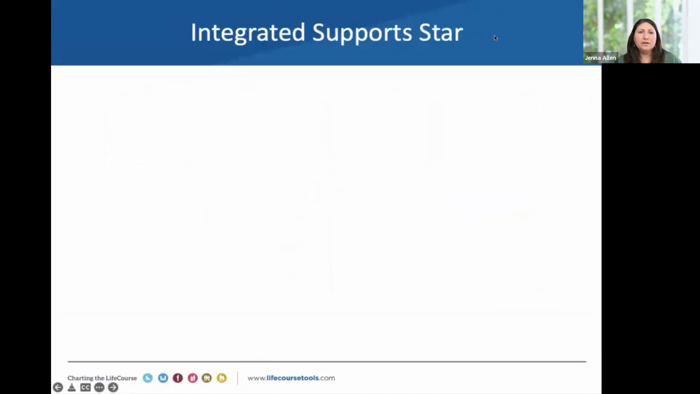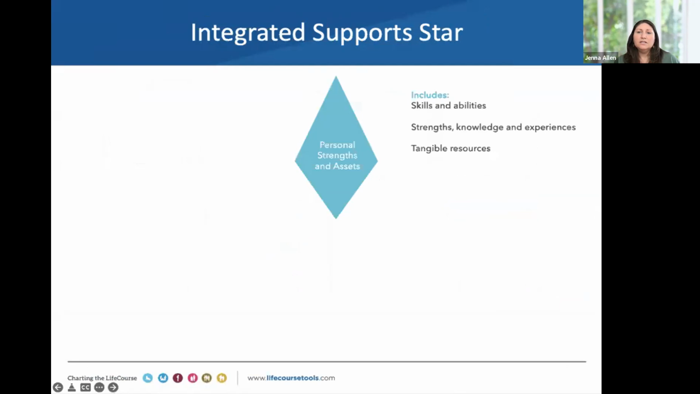So with the integrated support star, we primarily would be using this tool for exploring options or problem solving or planning. And we do that by looking at 5 different elements. And it starts with a person's own personal strengths and assets. These would be skills and abilities that a person has, strengths, knowledge, or past experience, and tangible resources too, the things that a person owns or has access to.